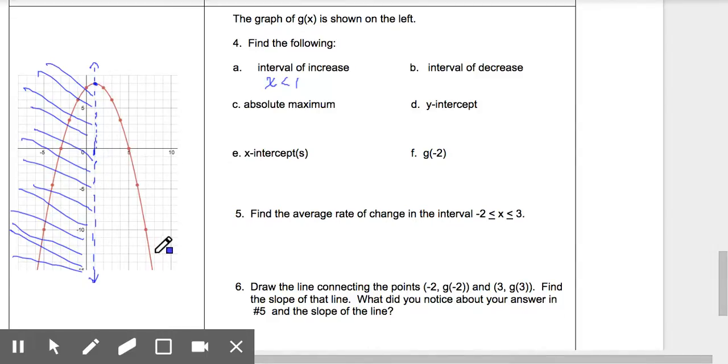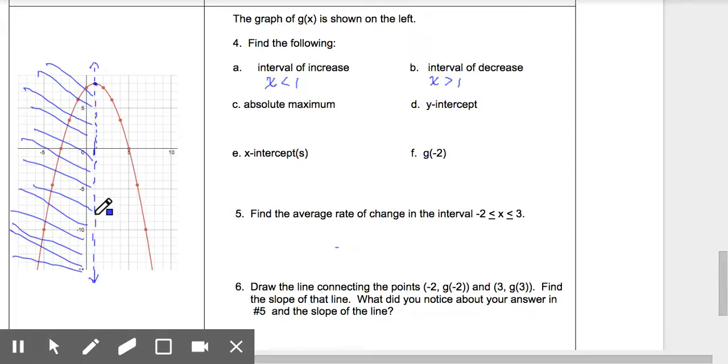And then we notice that on the other side of the line, the graph is decreasing. So the interval of decrease is starting at 1 all the way to the right. All the numbers on the right side here are the x values that are greater than 1, and that is where the graph is decreasing. So we say that g of x is decreasing when x is greater than 1.